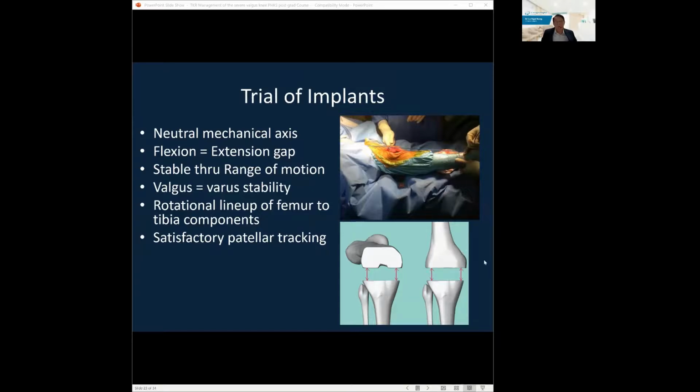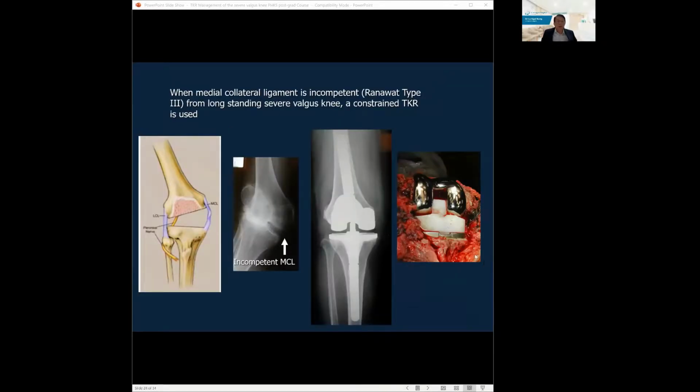With that, we will have completed our surgery adequately. Sometimes we will find that we fail to achieve these objectives, and these are invariably in the Ranawat type 3, grade 3s, where because of the long-standing severe valgus knee, the medial collateral ligament is no longer functional, so badly laxed out that we can no longer release enough on the lateral side to get it to tense up to match on the medial side.